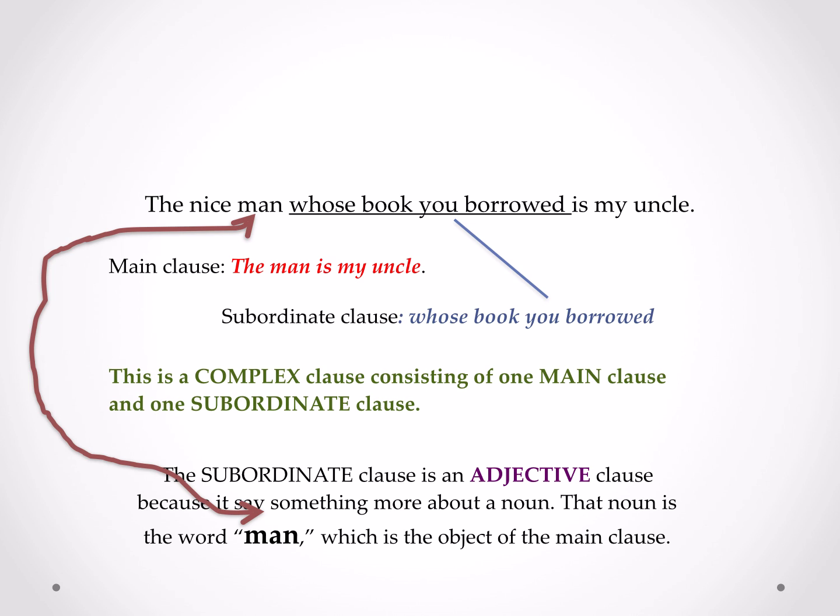Now this is a complex clause consisting of a main clause, the nice man is my uncle, and a subordinate clause, whose book you borrowed. And that's the end of this little presentation.